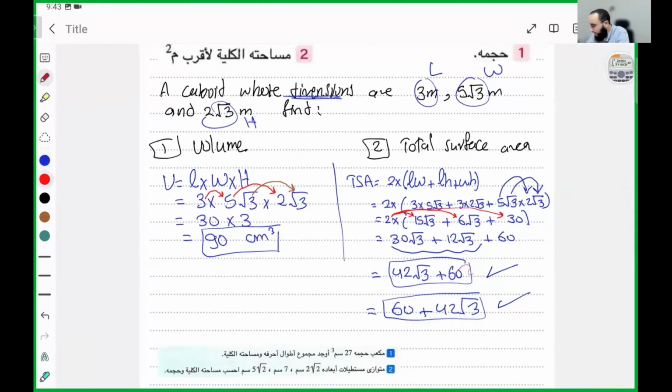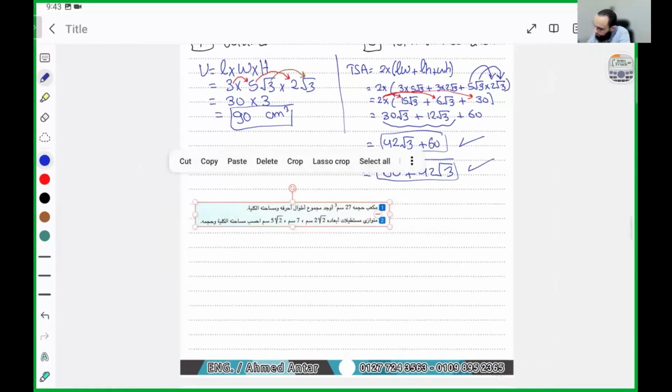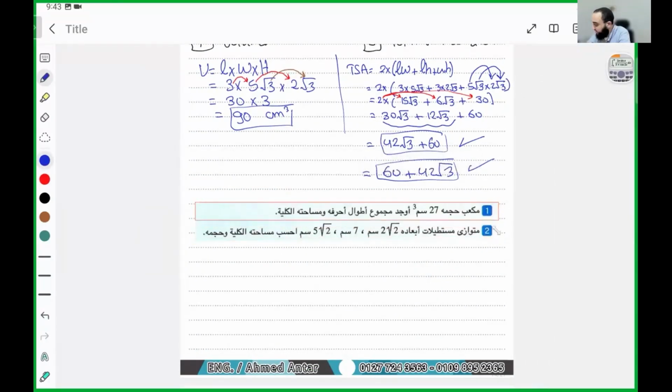But if it is negative here, then you have to put negative here with the 60. But if it was positive, this is the same. This question. And this is the last question.